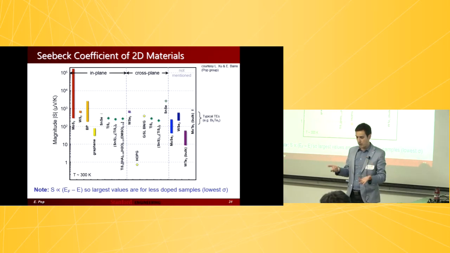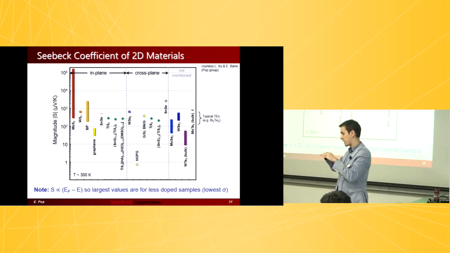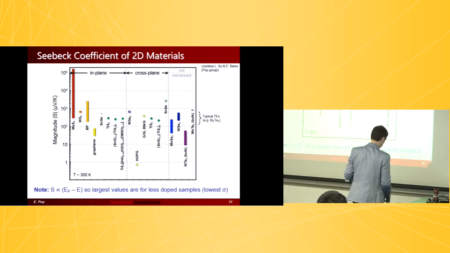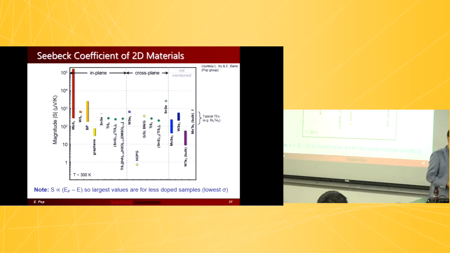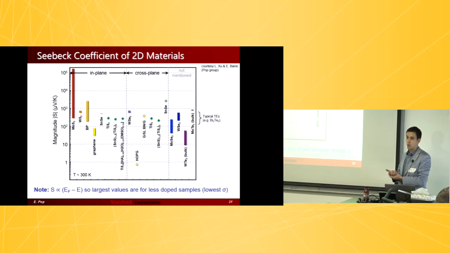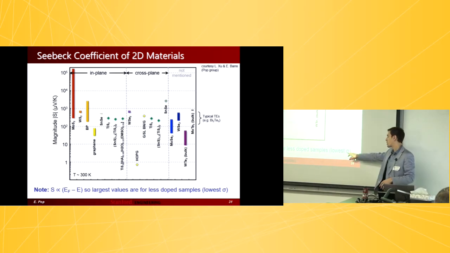So if you have a really undoped material where the Fermi level is in the middle of the gap, the Seebeck coefficient is going to be huge, right? And so these very large values that were measured for MoS2 were actually for relatively clean, undoped samples, right? And so if you remember the ZT formula that I flashed a couple of slides earlier, to actually have good thermoelectrics, not only do you need large Seebeck coefficient, but you also need large electrical conductivity, okay?